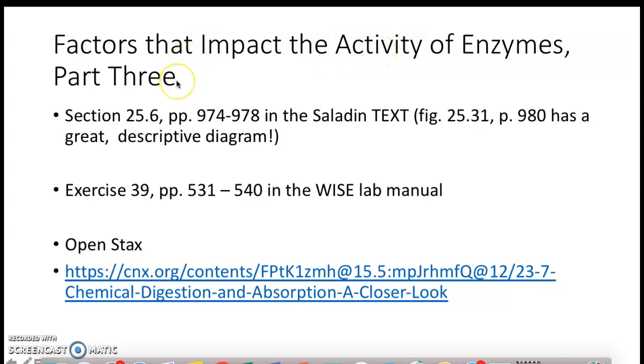This is part 3. Again, the references that I've given you are the same. The textbook, especially that figure on page 980, was really good. The WISE Lab manual was not so good, but the introduction was not too bad. And on OpenStax, I've put a link for you here.